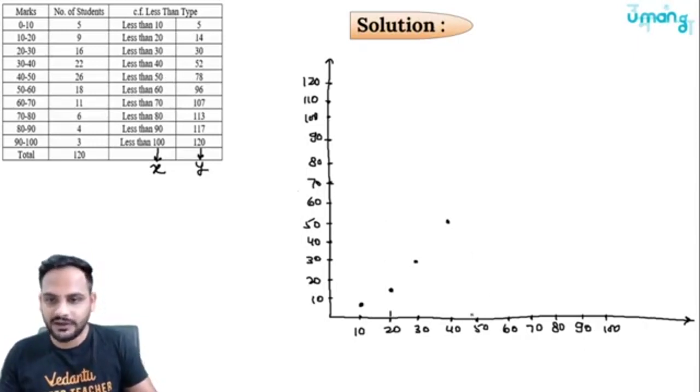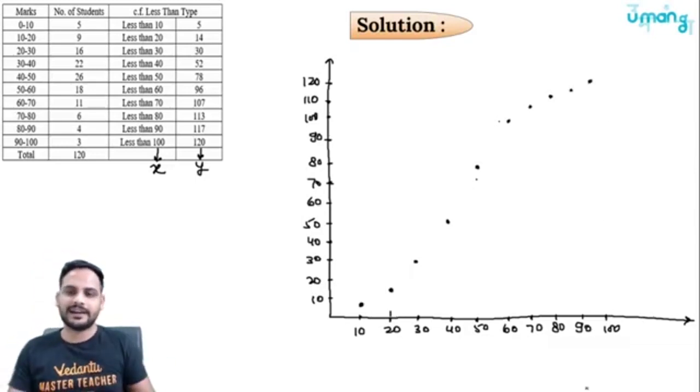Then 50, 78. So x coordinate 50 and 78 will be somewhere over here. Okay, so this is 50, 78, 60, 96. So 60 is somewhere over here. 96 will be somewhere over here. This will be 60, 96. Okay, then 70, 107. So 70 and 107 will be just over here. 80, 113 also will be just over here. 90, 117 will be just near, and 100, 120 will be somewhere over here.